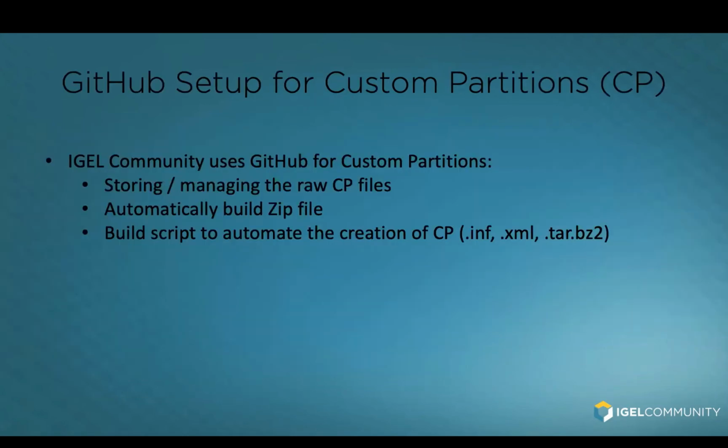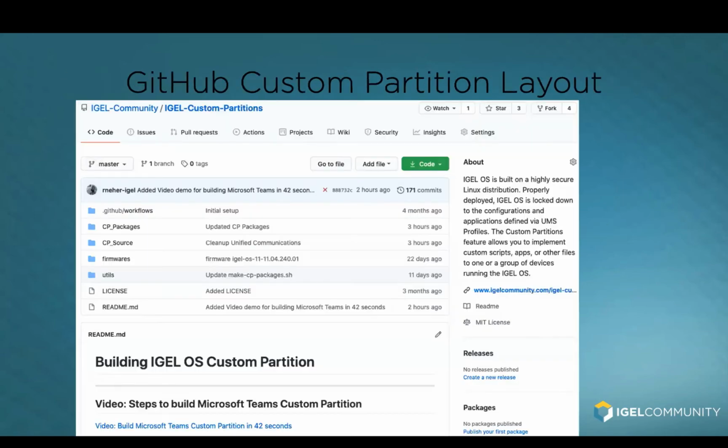So for the custom partitions, what we're doing here is storing the raw CP files. You have your INF file, your profile XML file, any stuff with AppArmor, any of those other configs, and you stick them up there. Then that build script pulls all of that together and builds that custom partition for you right on the fly.